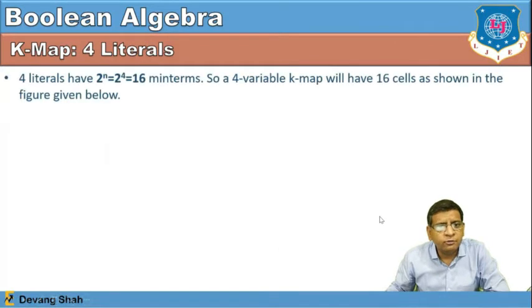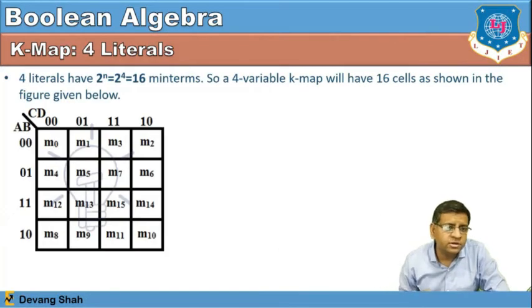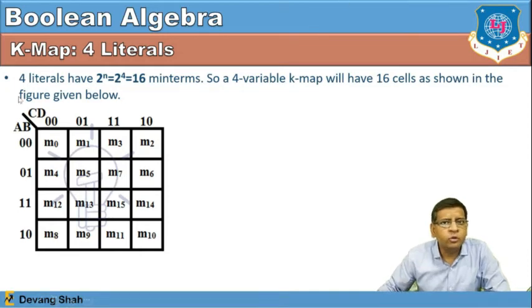Further, if you take the 4 literals, this is a very interesting part. You can see the layout of this 4 literal K map is having the pair of A, B and C, D. A, B and C, D both are having the sequence of 0 0, 0 1, 1 1, 1 0. You can make the sequence of rows and columns this way.